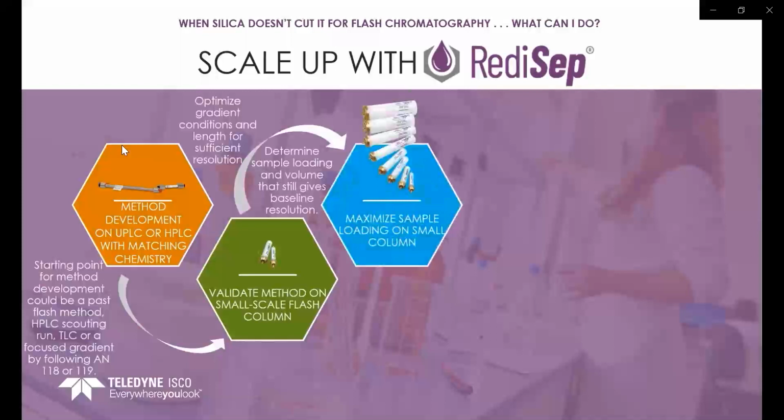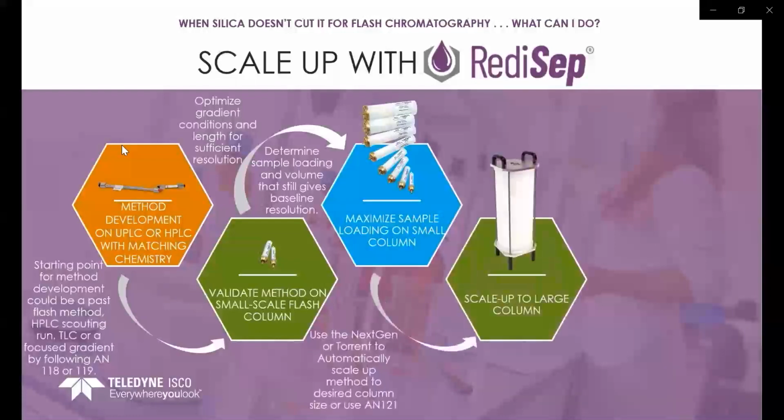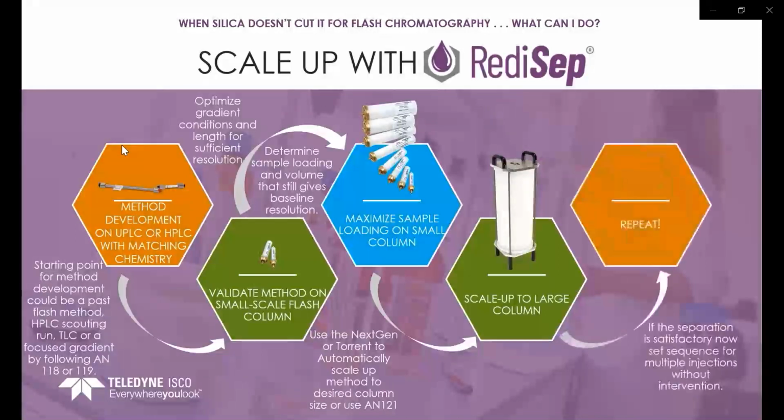You can validate that method on a small scale flash column, and then you can optimize the gradient conditions so that we can maximize sample loading on the small column before scaling up to the large column. And if you follow application note 121, it describes how we can scale up to large columns easily or using the NextGen software. Now you're to the point where you can go ahead and repeat that separation, have reproducible results time and time again.